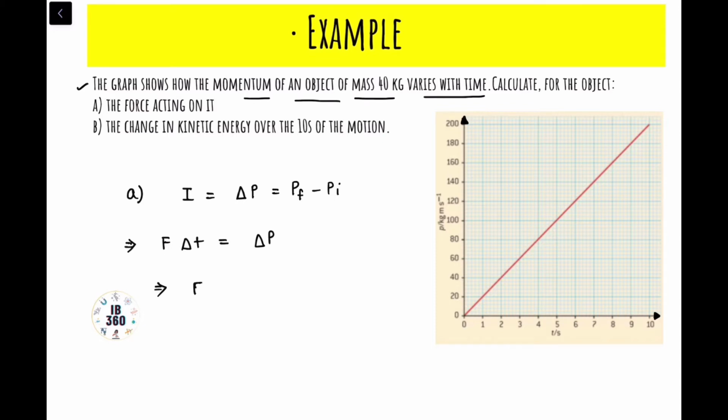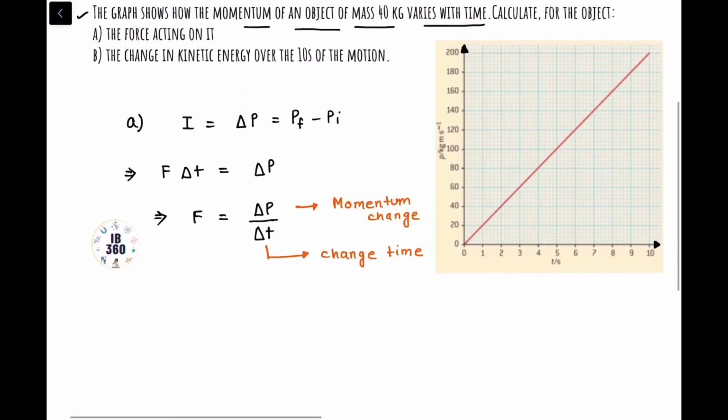So force is nothing but delta p divided by delta t, that means change in momentum divided by change in time. Delta p means momentum change, and delta t means change in time. Together they quantify the rate of change of momentum. So in order to calculate the force, we need the change in momentum and the change in time. There are two ways of solving this question.